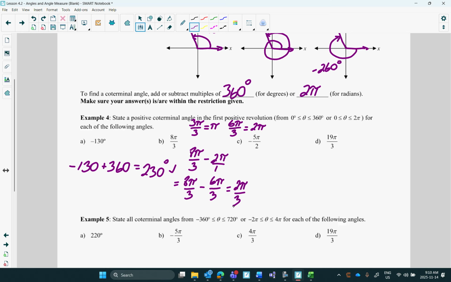Is that inside here? Yes, because it's bigger than 0. Remember, 2 pi is the same as 6 pi over 3, and it's smaller, so that works. If I were to subtract another 6 pi over 3, what would I get? I'd get a negative, but that's not allowed. So I stop there.